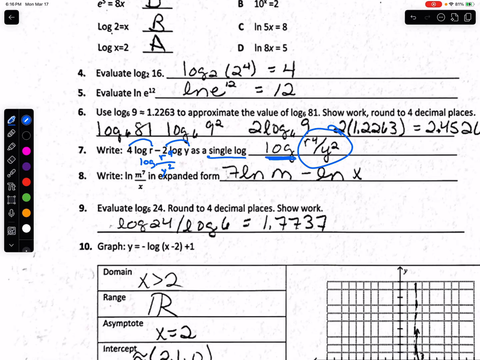Okay? Now we're expanding, going the opposite. So instead of condensing, we're expanding. So you pull it apart. Where's that 7 go? In front. So we have 7 ln m.